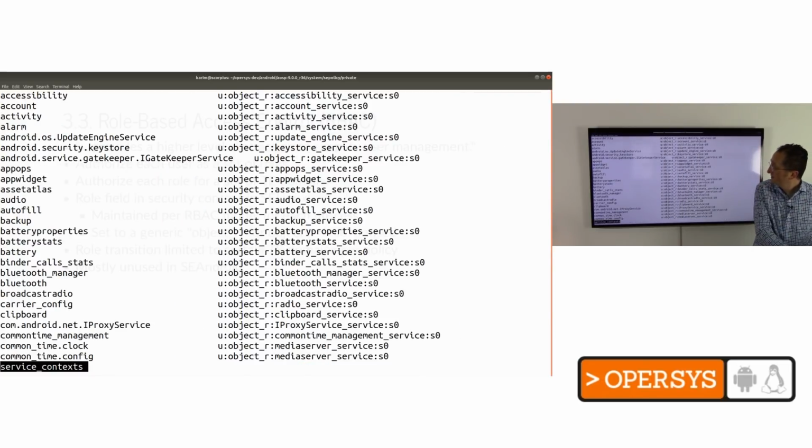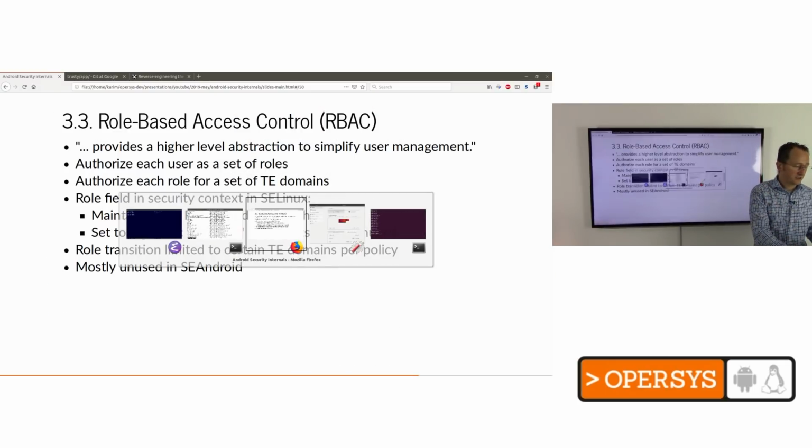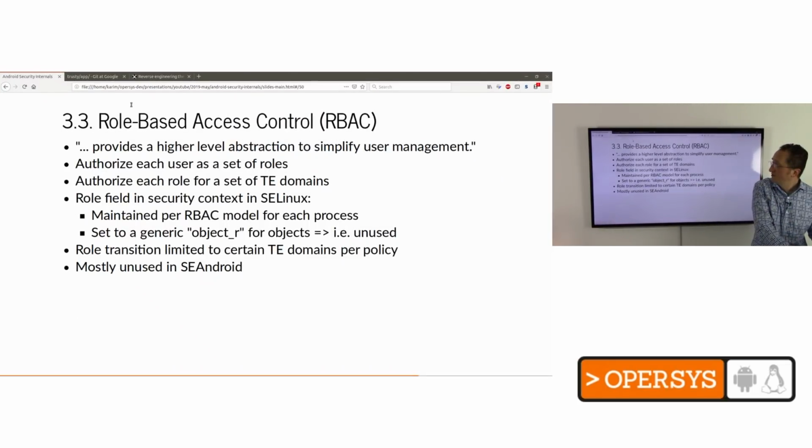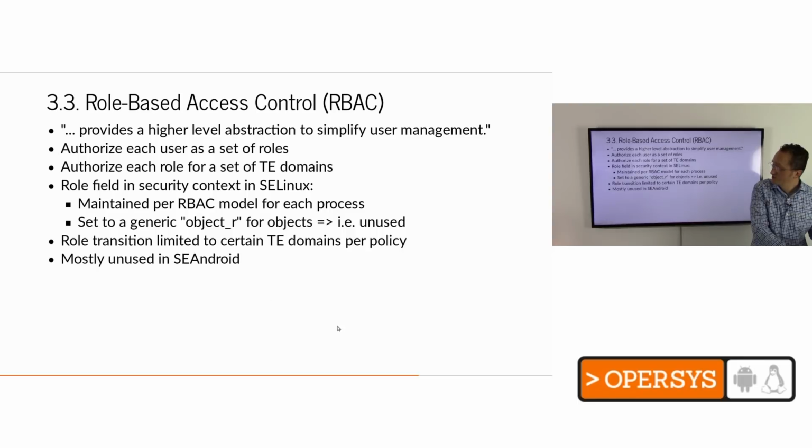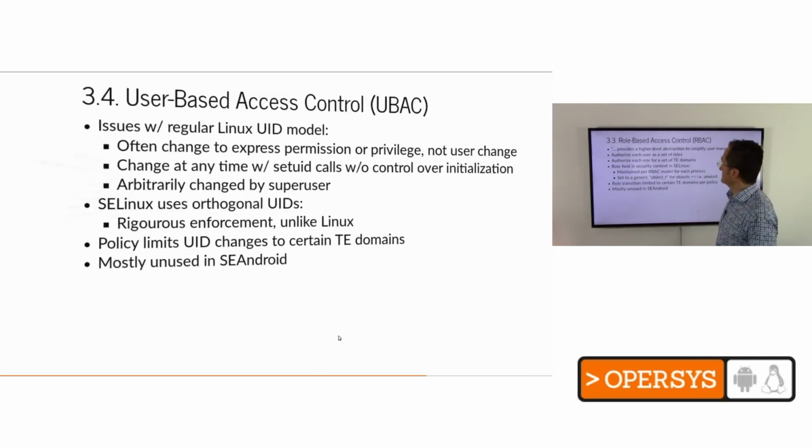Contexts. All right, so you see here, again, u:object_r, this is the type, account_service, activity_service, and then again, s0. So as I told you, effectively in Android, even though you've got the four fields that are present, we're mostly not using them. We're just using the type enforcement.